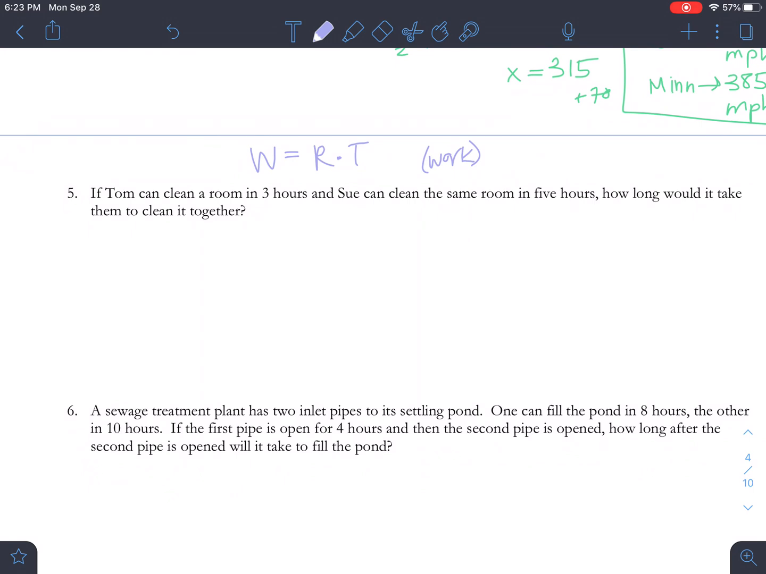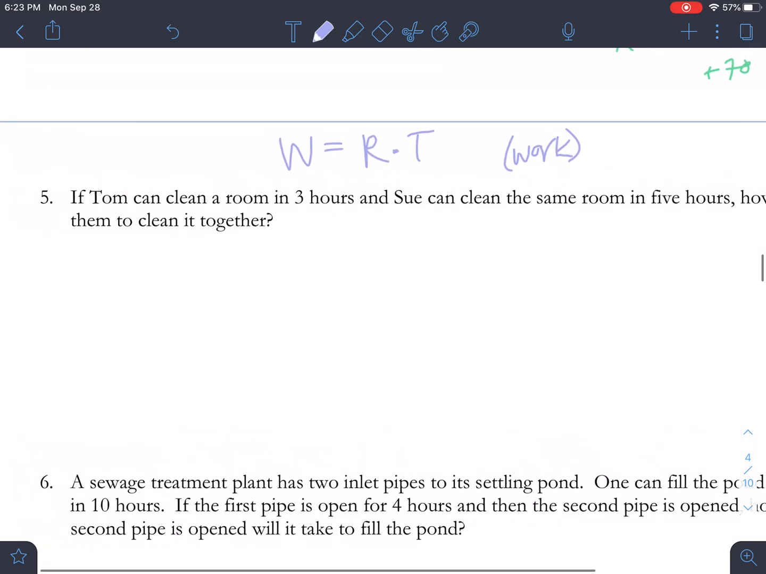It says Tom can clean a room in 3 hours. Sue can clean a room in 5 hours. How long would it take them to clean together? Well, you might be tempted to just say 3 plus 5, it would take them 8 hours. Well, then they became pretty inefficient, right? If Tom was cleaning in only 3 hours and then he added Sue and now it takes them 8 hours, it's not really a good deal there. So it's actually going to be quicker, right? It should be faster than 3 hours and 5 hours, okay?